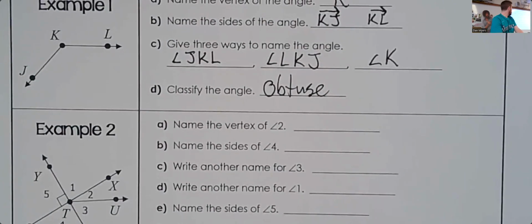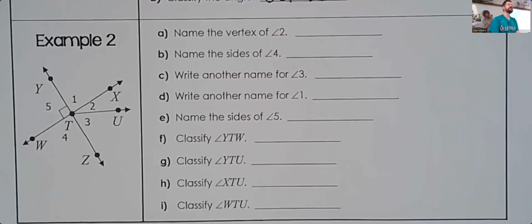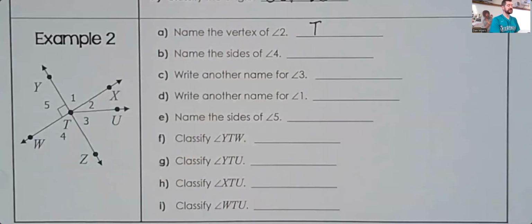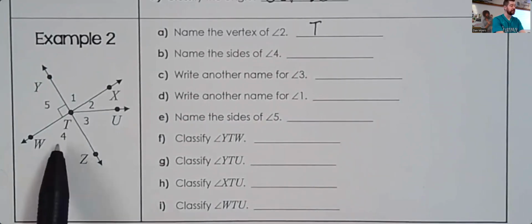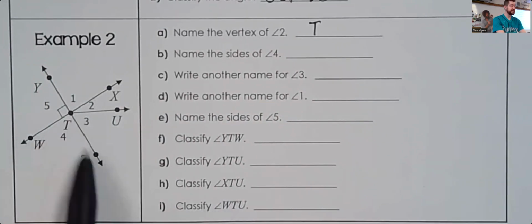All right, we got a lot of things to answer here. Name the vertex of angle 2. And I just mentioned a moment ago that every angle here has the same vertex. T, yeah. Angle 2 has a vertex of T because every angle here has a vertex of T. Name the sides of angle 4. So give me the rays that make up angle 4. So here's angle 4. So TW and TZ, good.